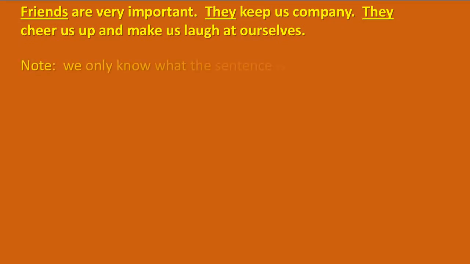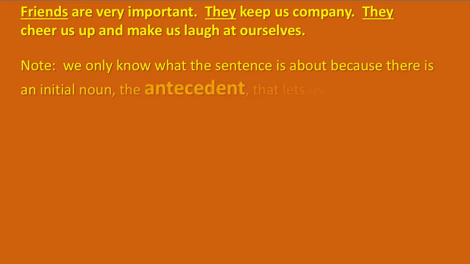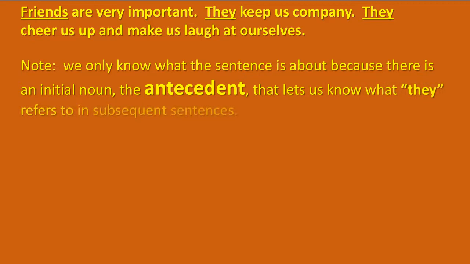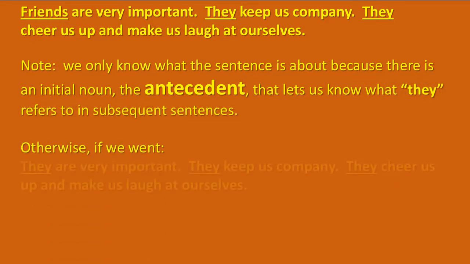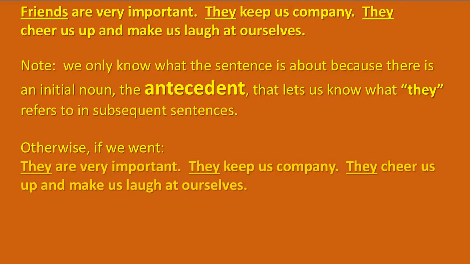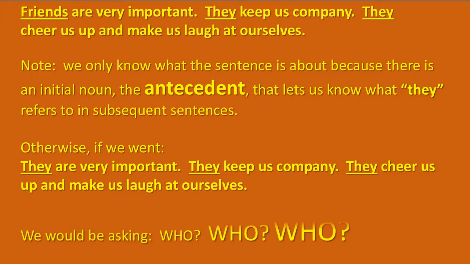Note, we only know what the sentence is about because there is an initial noun, the antecedent, that lets us know what they refers to in subsequent sentences. Otherwise, if we went, they are very important, they keep us company, they cheer us up and make us laugh at ourselves, we would be asking, who?